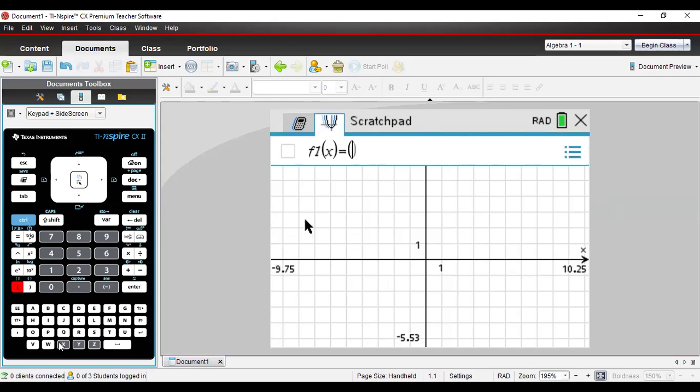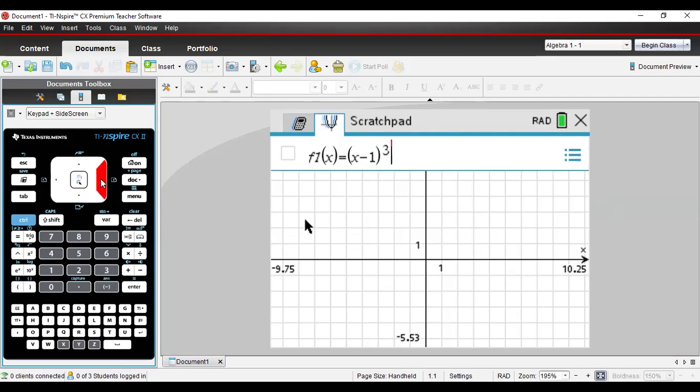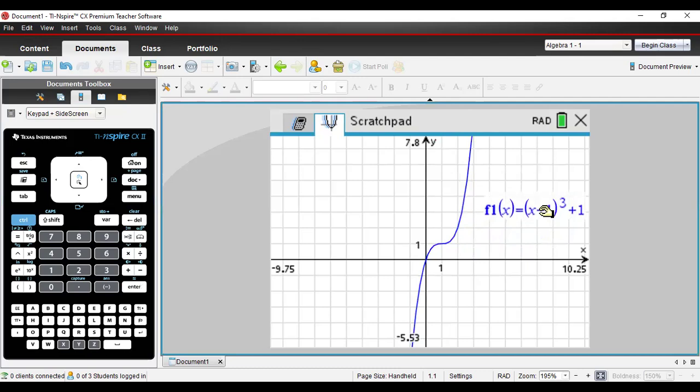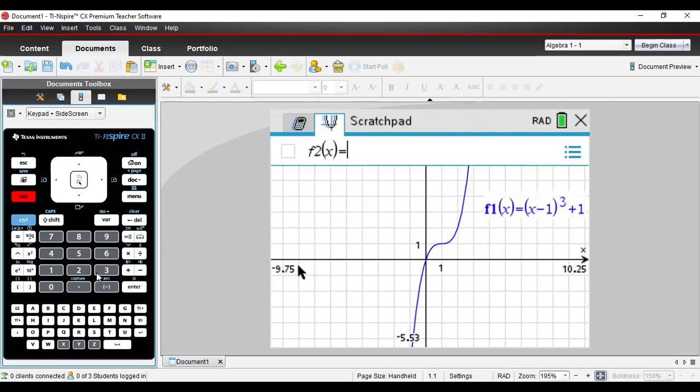Always try to make your calculator look just like whatever it is that you're trying to graph. So I'm going to raise this to the third power. Make sure you arrow to the right to get down, otherwise it'll stay up there as the exponent. And then we're going to put +1, press enter. And so that's a cubic function. I'm going to move this out a little bit. And now I'm going to press tab and enter the second function.